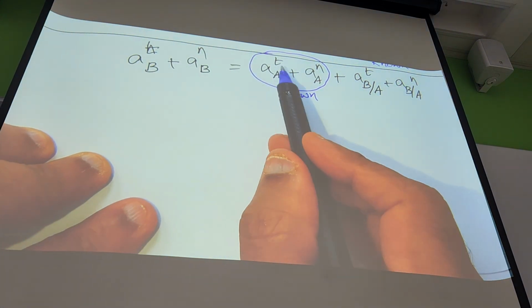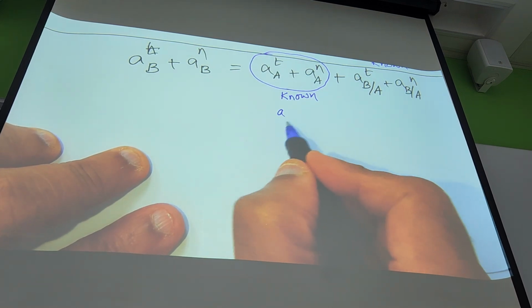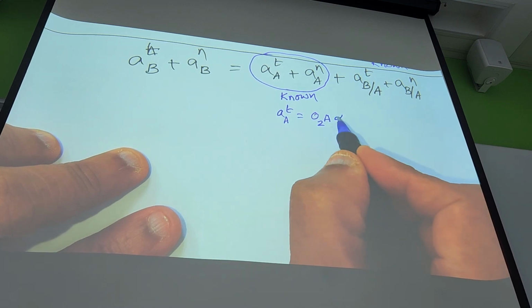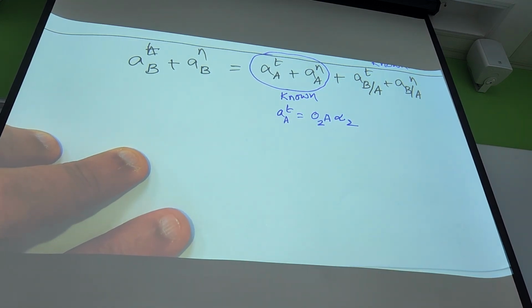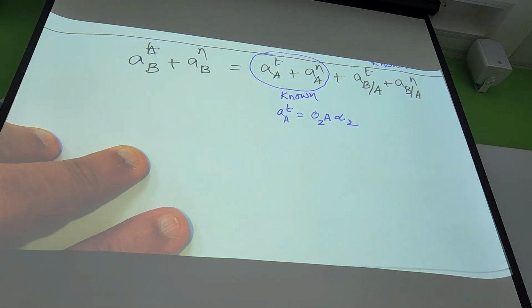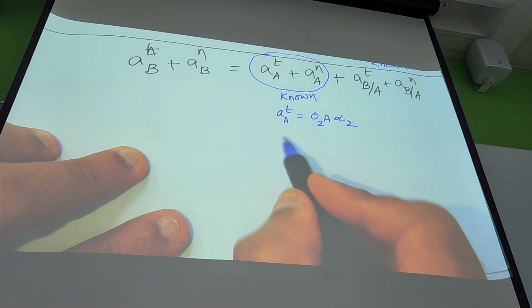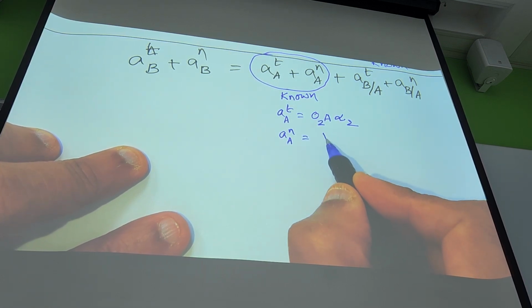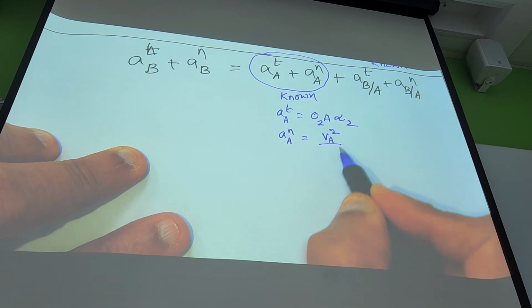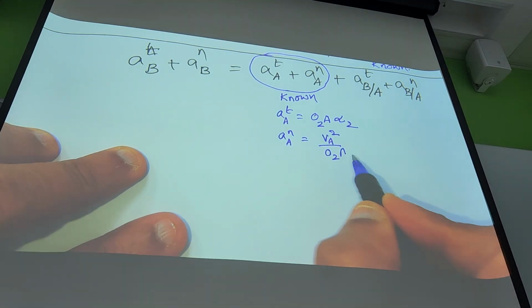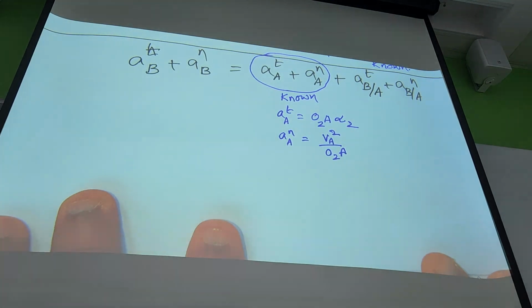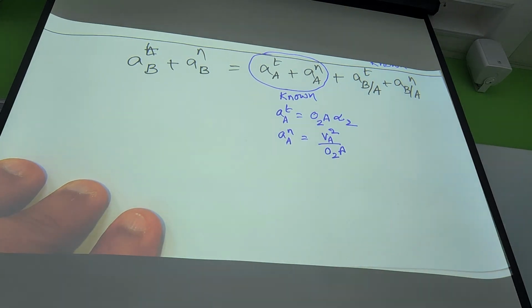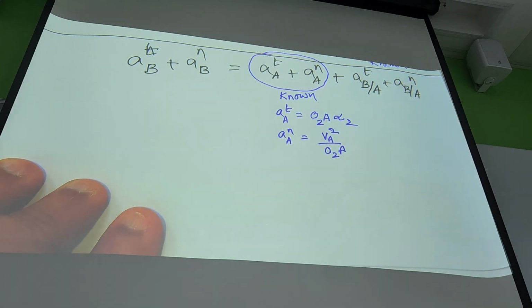Because acceleration of A tangent will be O2A into alpha 2. The direction will be perpendicular to the link. So acceleration of A normal is VA square over O2A. So we know both direction and magnitude of the normal. So point A, you know complete information.